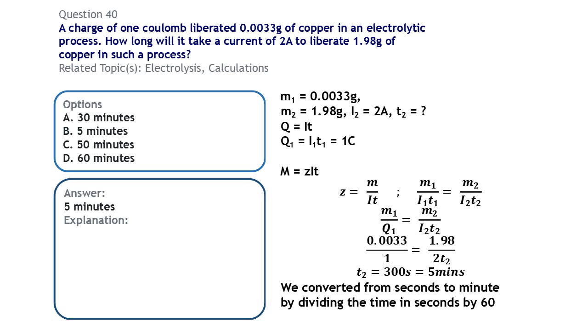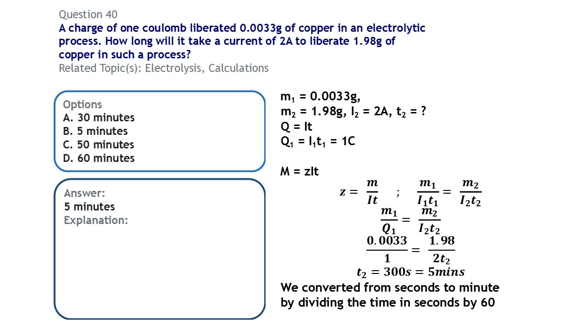They only give us what? Charge. Why? Because the charge is equal to current times time. So it's like they've already multiplied the current and the time together for this one. So they give us that 1 coulomb here. That is your Q1, the quantity of electricity that liberated this first mass. It's going to be equal to I1 T1, and that I1 T1 is what? 1 coulomb. They give us the charge directly.